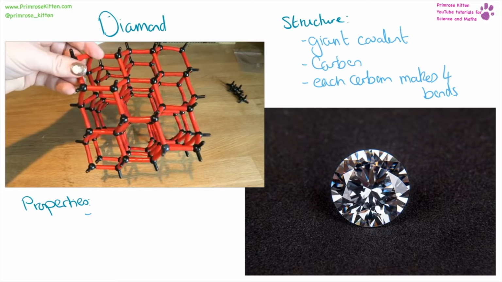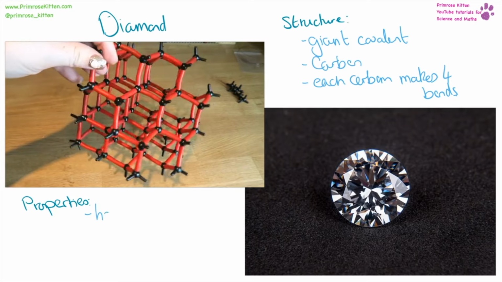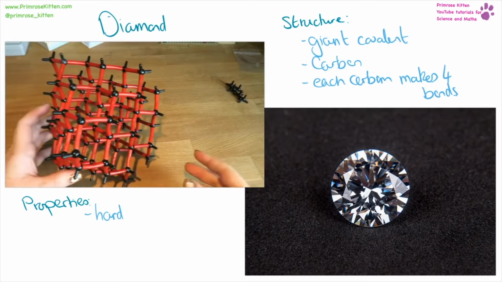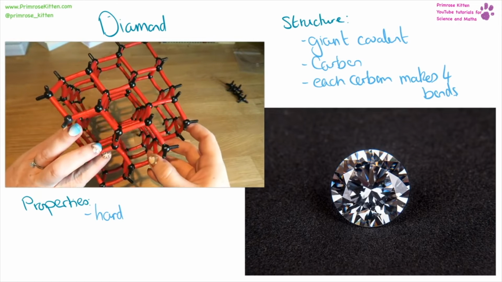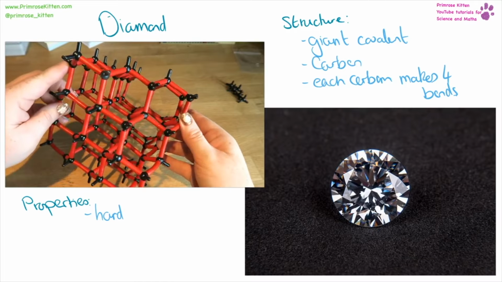The property of diamond that makes it really useful is that it's incredibly hard. It's very rare, it's hard to find, it's also very beautiful, which makes it very precious. But the main thing is that it's incredibly hard, so we can use it in drills.